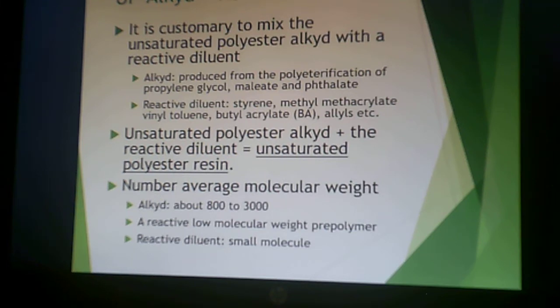The number average molecular weight of your alkyd ranges anywhere from 800 to 3,000, so larger or smaller depending on the application, and you use a low molecular weight reactive diluent. So a small molecule reactive diluent, low molecular weight prepolymer to make your overall resin.